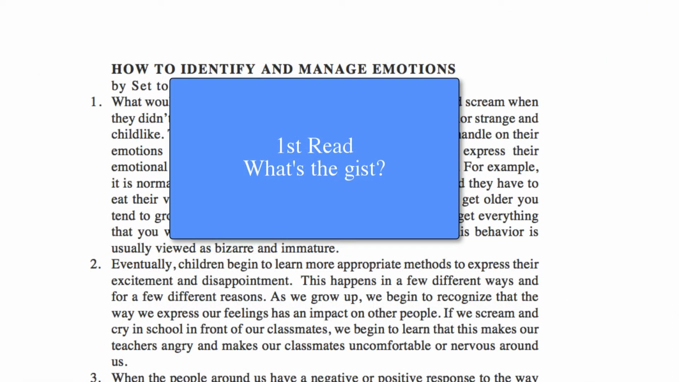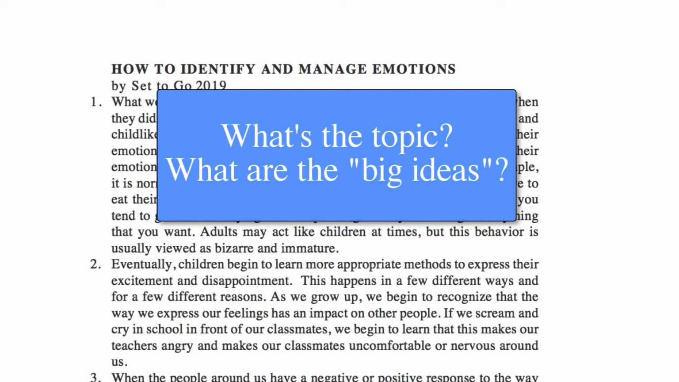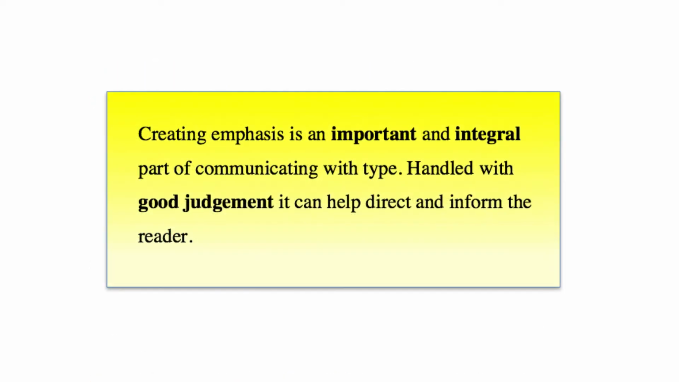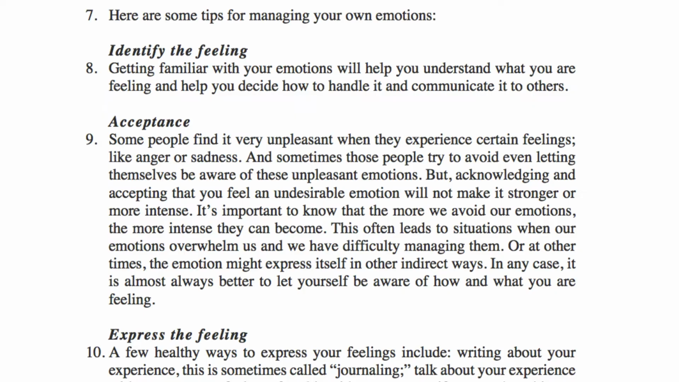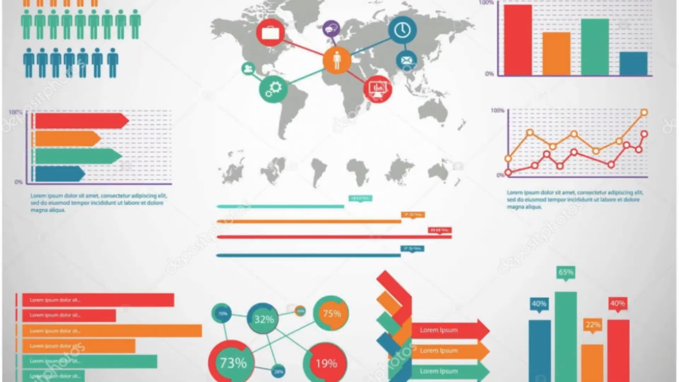First read. What's the gist? The purpose for this first read is to get an understanding of the meaning of the text. What's the gist? What's the topic and what are the big ideas? Before reading, look for bolded words. The author thinks these words are important to support the understanding of the text. Look for subheadings. They usually identify the way the text is organized. Are there any graphic elements, charts, photographs, maps?